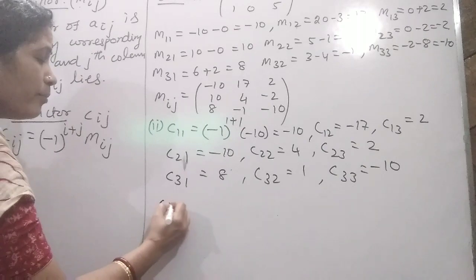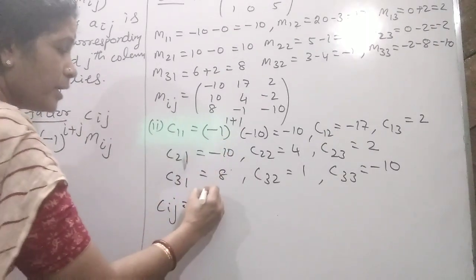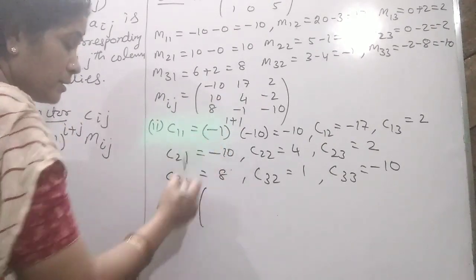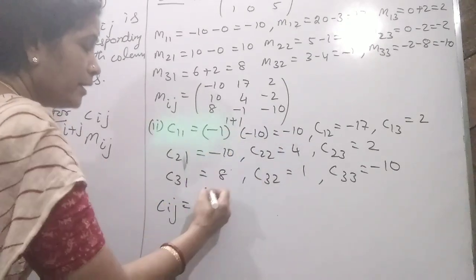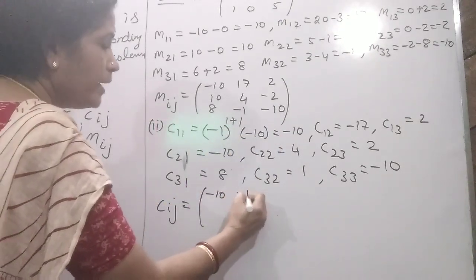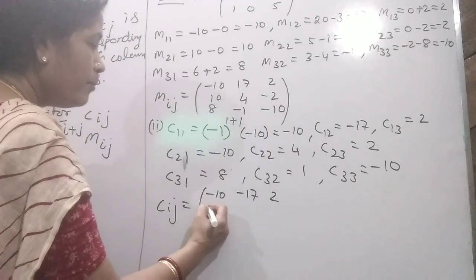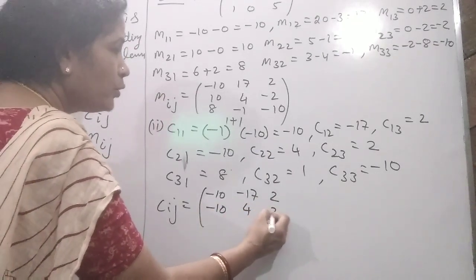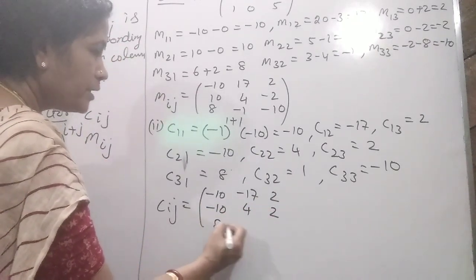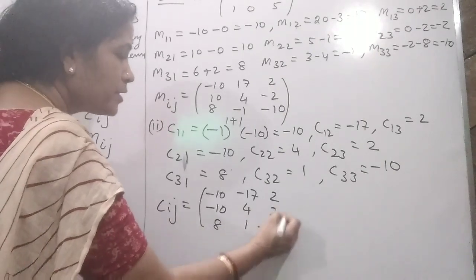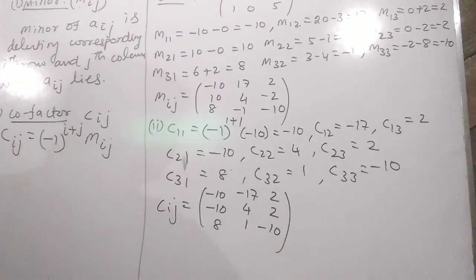So the minor of the matrix is equal to the corresponding minor matrix, and that is the cofactor matrix. What we are getting is minus 10, then minus 17, 2, then minus 10, 4, then 2, and then next 8, and then 1, and then minus 10. Like this we find the cofactor matrix.